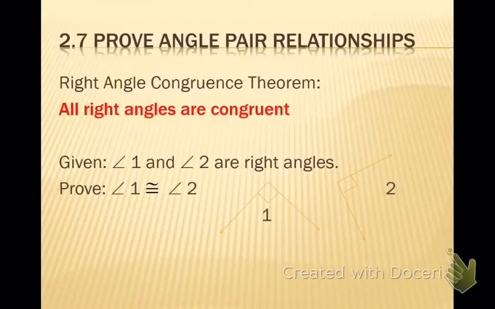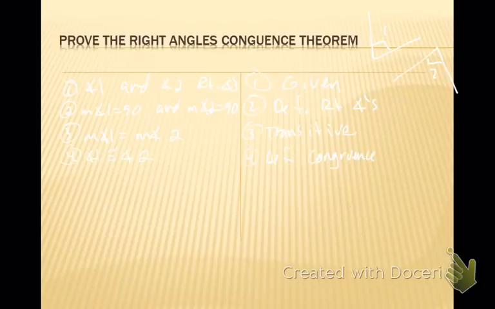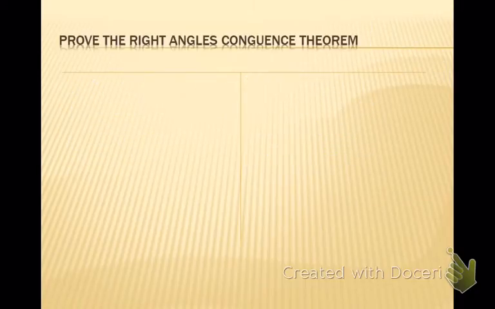So if we're given just any two right angles anywhere, angle 1 and angle 2 are right angles, right? We want to prove that 1 and 2 are congruent. So how do we go about doing that? Well, here's our proof. We always start with the given. The given is that angle 1 and angle 2 are right angles. That's given. What do we know about angle 1 and angle 2 if they're right angles?